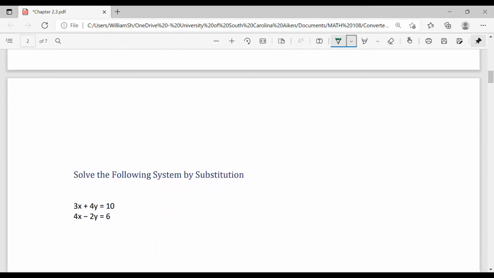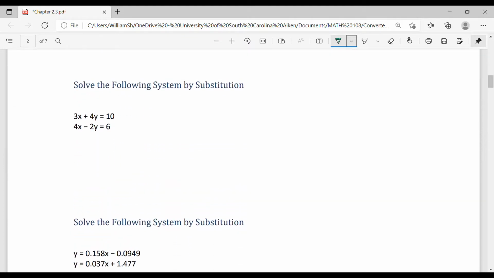Okay, so we've got a system here that we're going to solve using substitution. The first thing we have to do is solve one of these two equations for one of the variables, either x or y. I'm going to start with the first one, and I'm going to solve it for y.